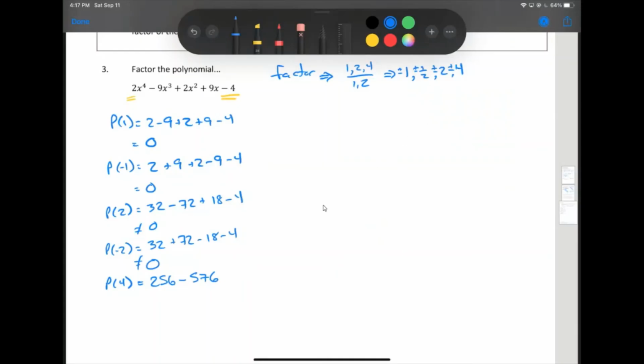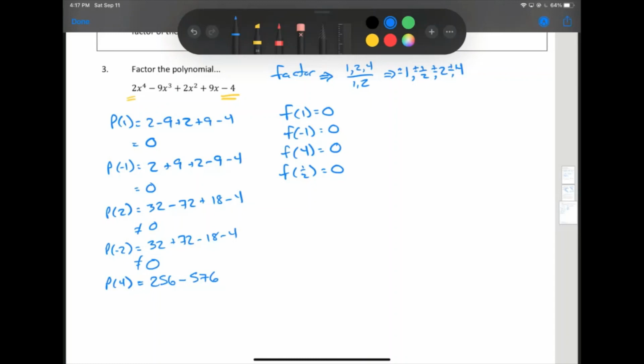Okay, so going back there, here's what we found. F at 1 is equal to 0. F at negative 1 equals 0. F at 4 was equal to 0. And F at a half was equal to 0. And because this is a 4th degree polynomial, I know that it's going to equal something.